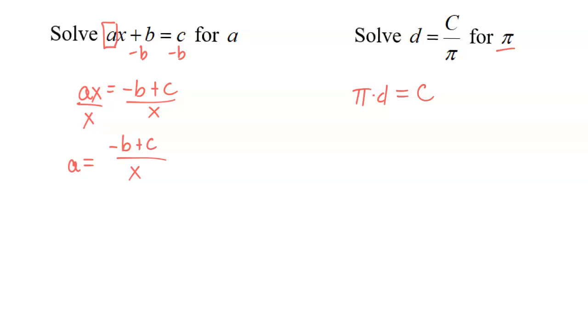Now remember, I'm wanting to solve for pi, and so now I have pi times d is equal to c, and the inverse operation of multiplication then is division. To leave the pi on that side by itself, I'm going to divide both sides by d. That's going to cause the d to cancel out here, and I'm going to be left on the left-hand side with pi is equal to c divided by d.